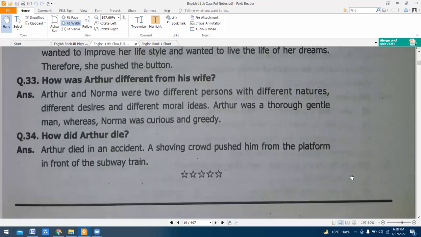Question 33. How was Arthur different from his wife, Norma? Arthur and Norma were two different persons with different natures, different desires, and different moral ideas. Arthur was a thoroughly gentle man, whereas Norma was curious and greedy. How did Arthur die? Arthur died in an accident. A rushing crowd pushed him from the platform in front of the subway train.